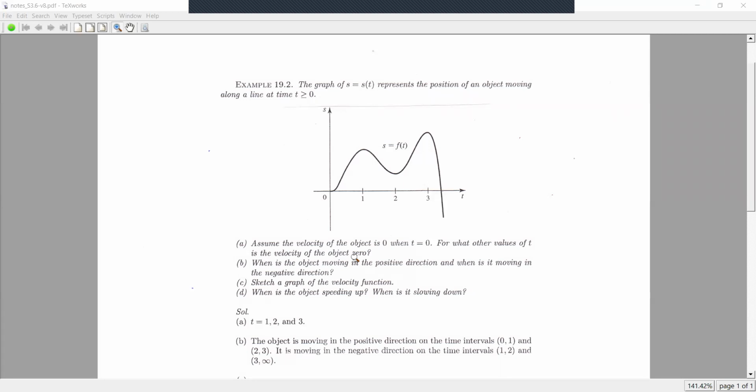Recall that the slope of a tangent line is velocity. At time is 0, the tangent line there is horizontal. So at time is 0, velocity is 0. The other times when the velocities are zero are t is 1, t is 2, t is 3, because the tangent lines there are horizontal.